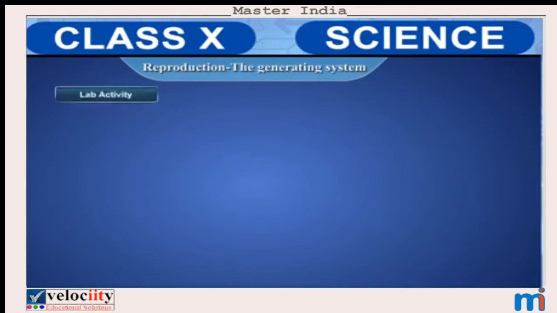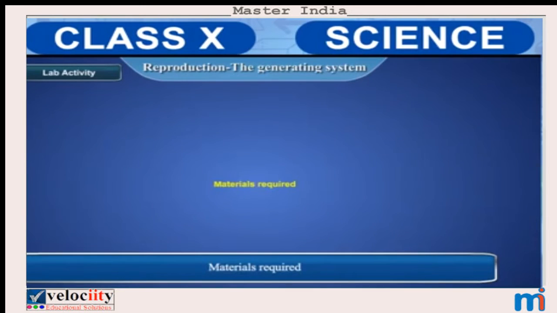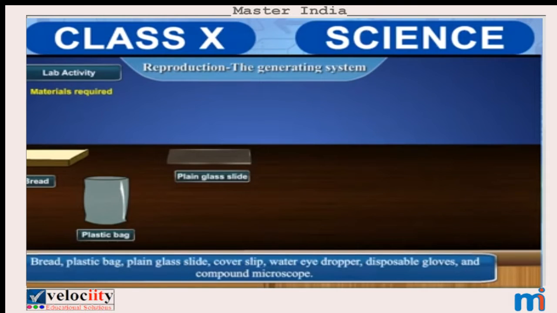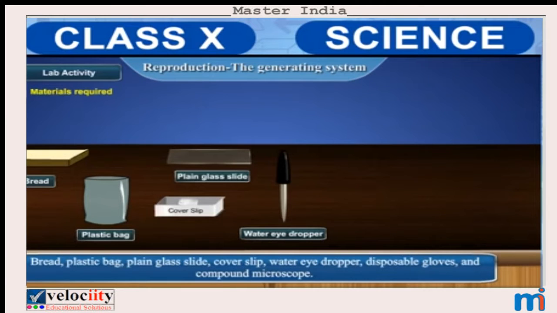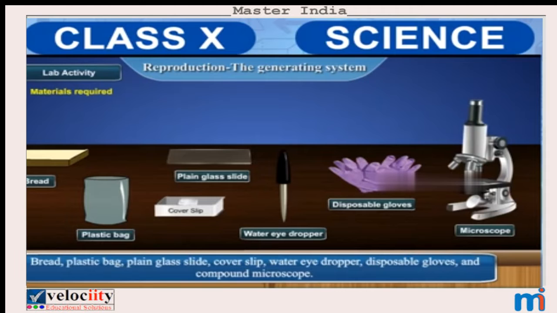Lab activity. Aim: to grow and examine Rhizopus or common mold. Materials required: bread, plastic bag, plain glass slide, cover slip, water, eyedropper, disposable gloves, compound microscope.